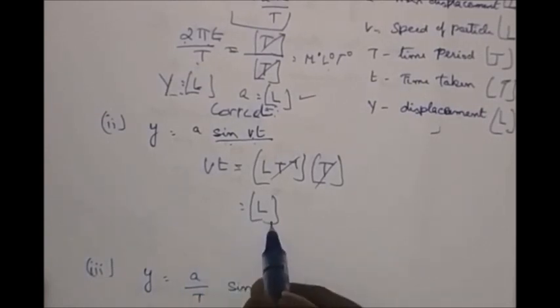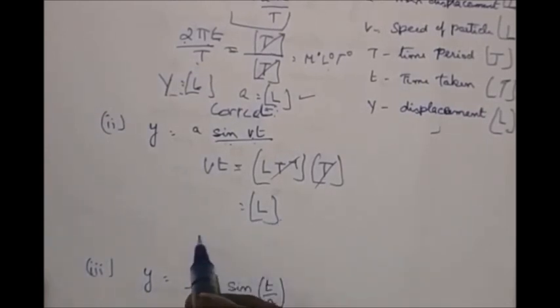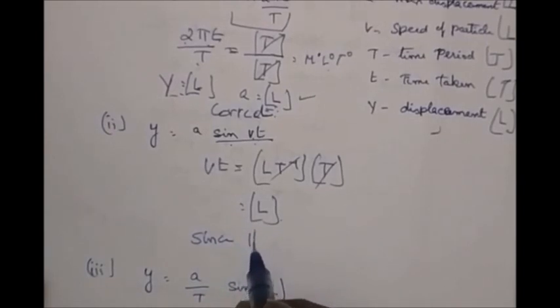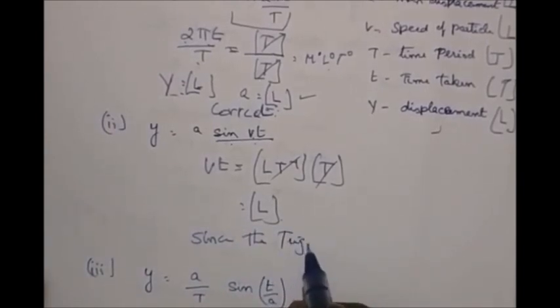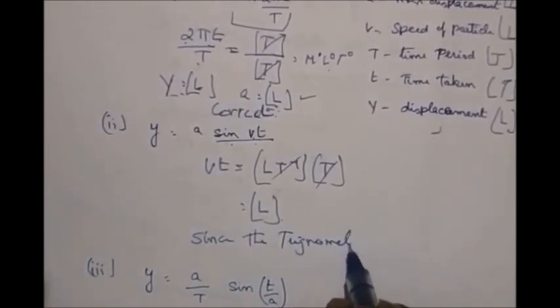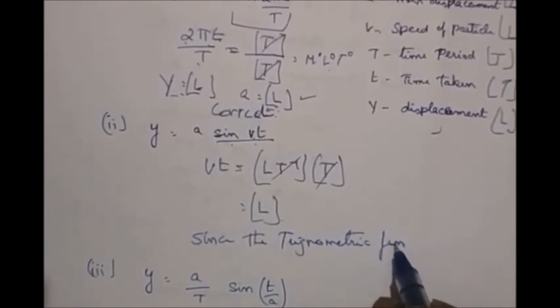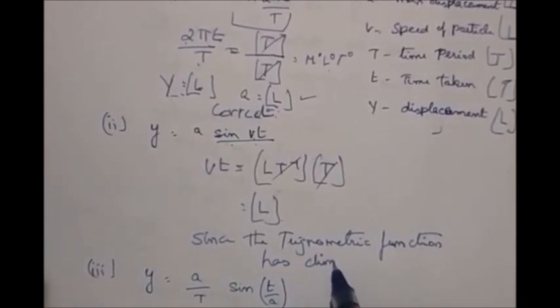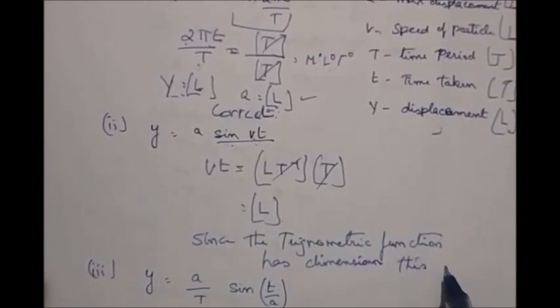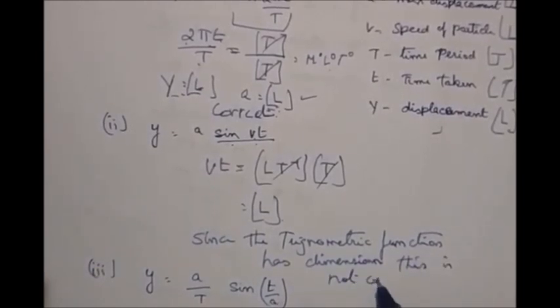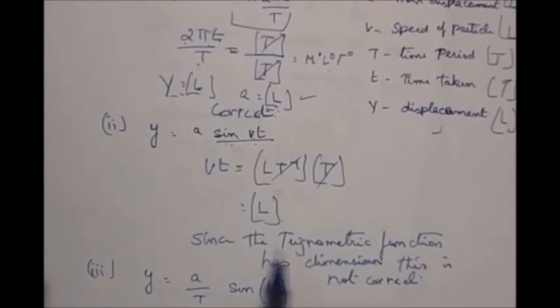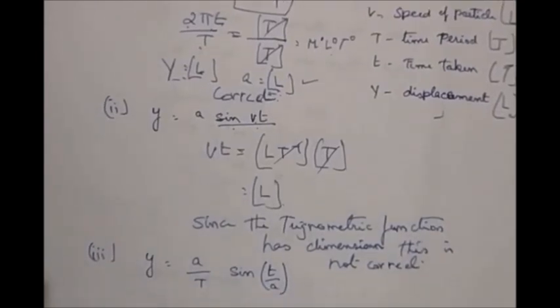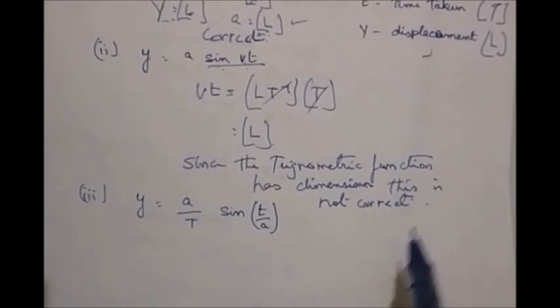So you can write here L is a value, since the trigonometric function has a dimension, this is not correct. This is the wrong formula. So we identified it, and we can give this as a reason here.